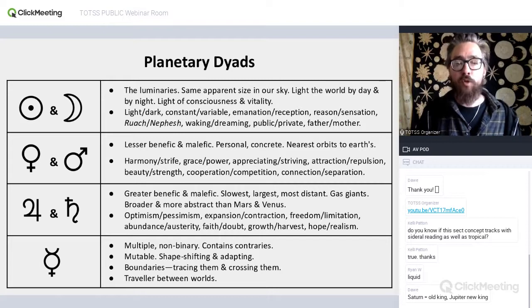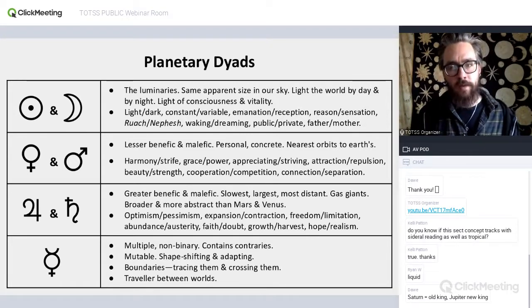So the first one we have here is the two luminaries, the Sun and the Moon. They're the same, and they also have things in common, things that bring these pairs together and make it helpful to think of them as pairs, or as dyads. The Sun and Moon are the same apparent size in the sky. They're the two big luminous orbs. They light the world by day and by night, and on a more metaphorical or symbolic level, that light is like the light of consciousness or the light of vitality.